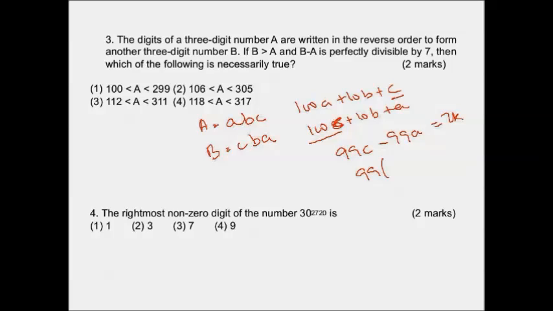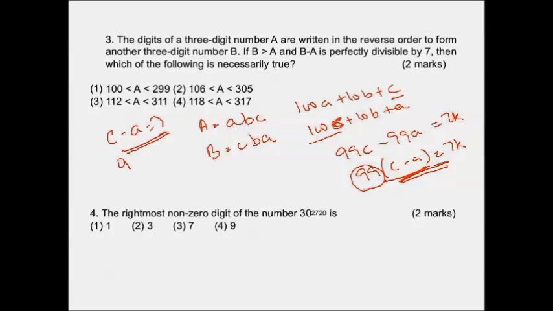We can take 99 common. It says C minus A should be a multiple of 7. So if 99 into C minus A is a multiple of 7 and 99 is not a multiple of 7, that means C minus A must be a multiple of 7. And because C and A are single digits, that means C minus A should only be 7, nothing else. And there are 2 possibilities for this.